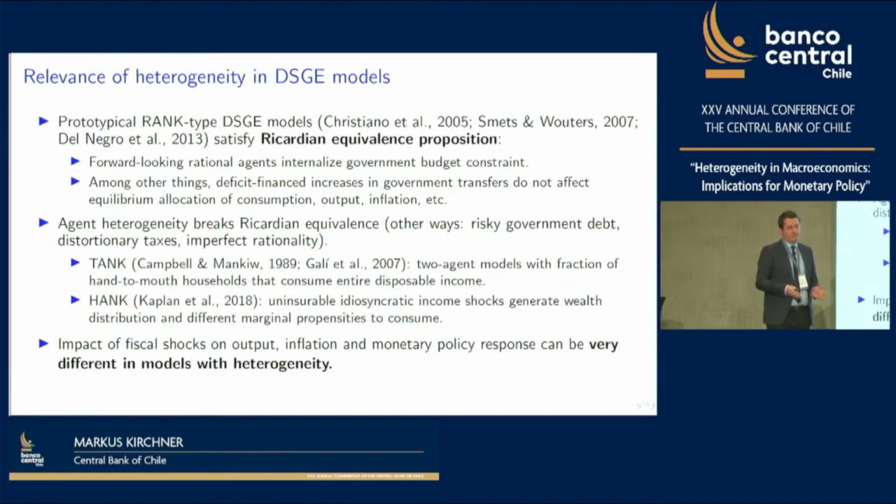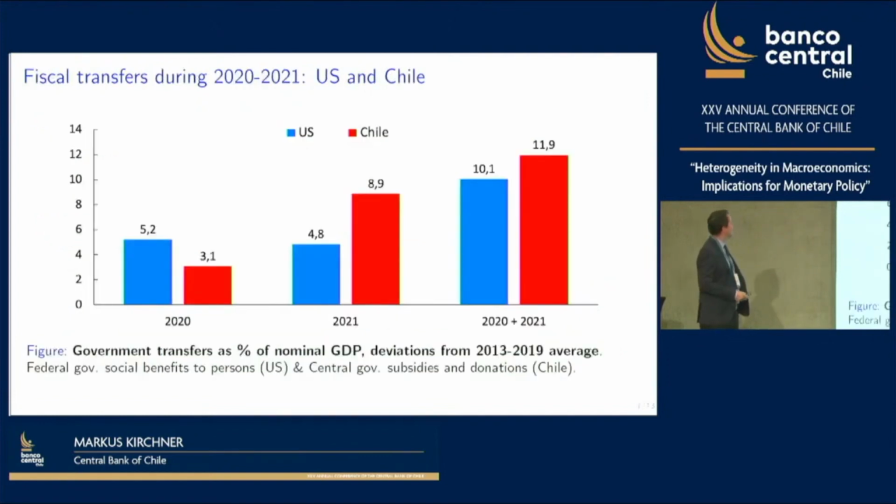And, of course, in HANK, you have uninsurable idiosyncratic income shocks that generate a wealth distribution and different marginal propensities to consume. So in those models, the impact of fiscal shocks on output and inflation, and also the monetary policy response to fiscal shocks, can be very different. Actually, they are very different. So I wanted to show you that in one example.